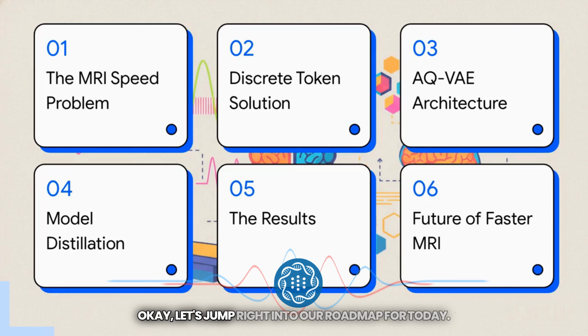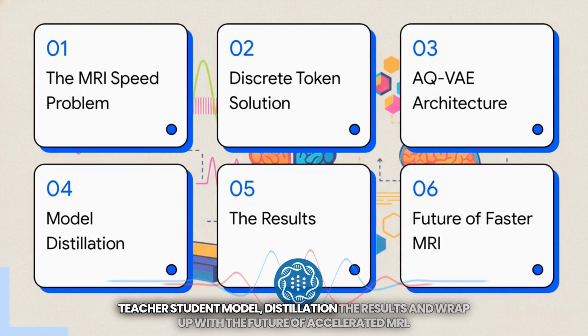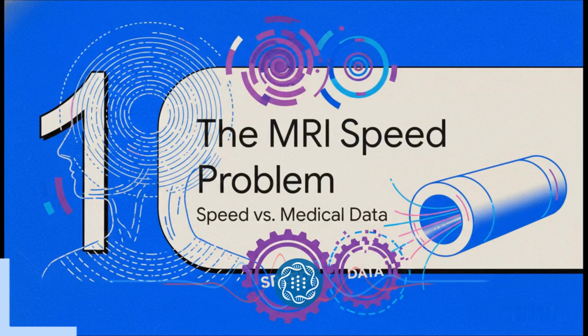Okay, let's jump right into our roadmap for today. We're going to cover the MRI speed problem, a discrete token solution, the AQVAE architecture, teacher-student model distillation, the results, and wrap up with the future of accelerated MRI. Let's get into it. Section 1.